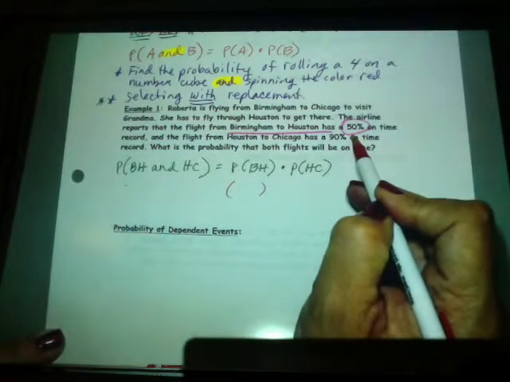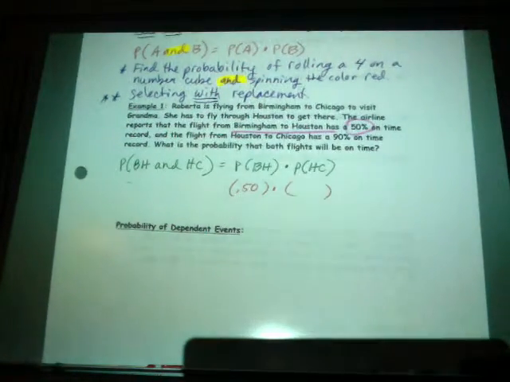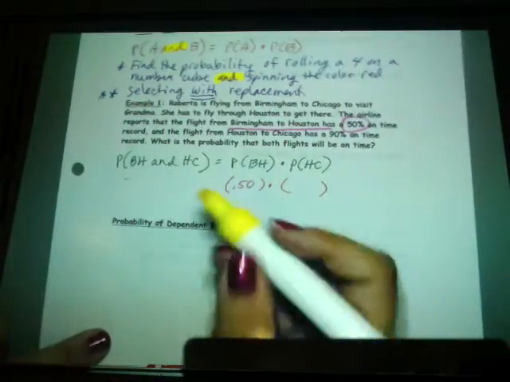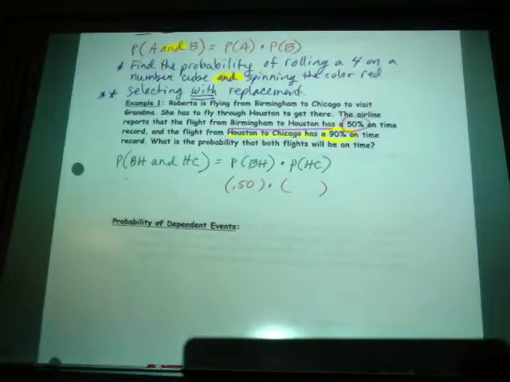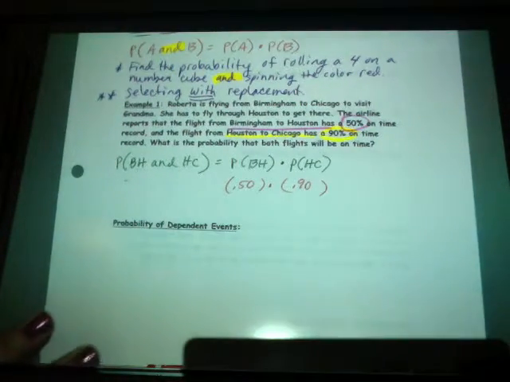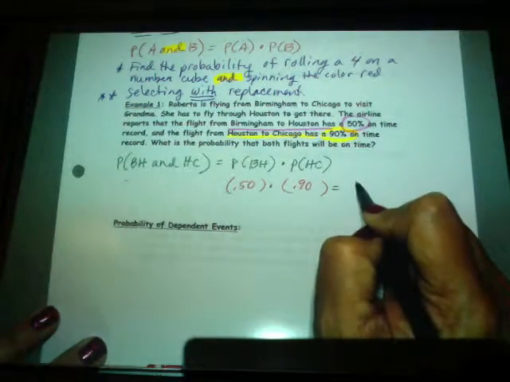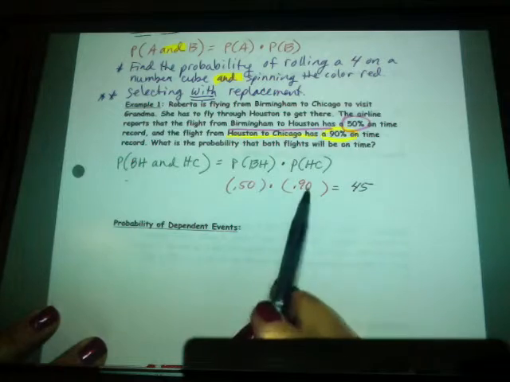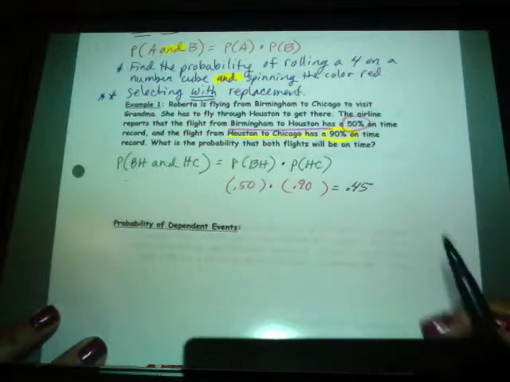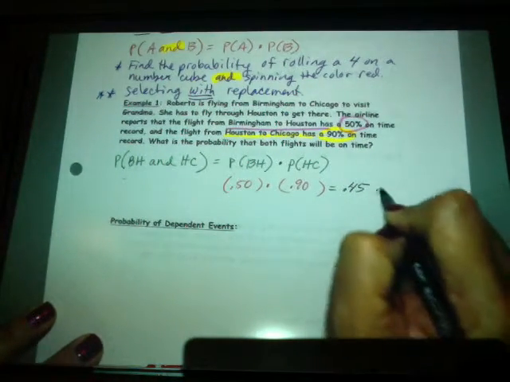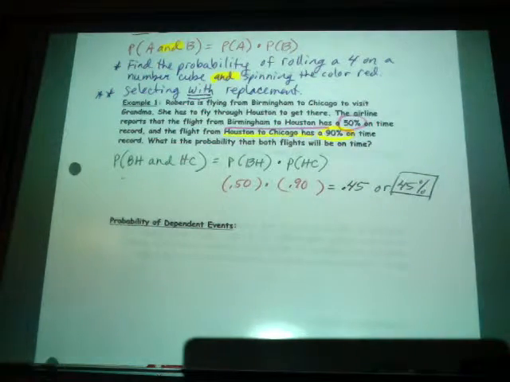What's the decimal equivalency of 50%? 0.50, right? And I'm going to multiply that by the Houston to Chicago on-time percent, which is 90%. So what are you going to put in for that? 0.90. And if I multiply those together, 9 times 5 is what? 45. And if you ignore your zeros on the end, I had a total number of decimal places of 2. So it's really 0.45, or what? We have a 45% chance that she will get to Grandma on time.